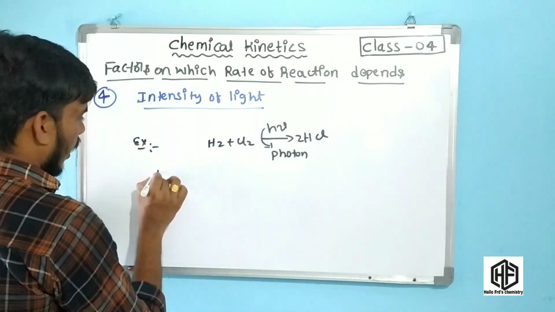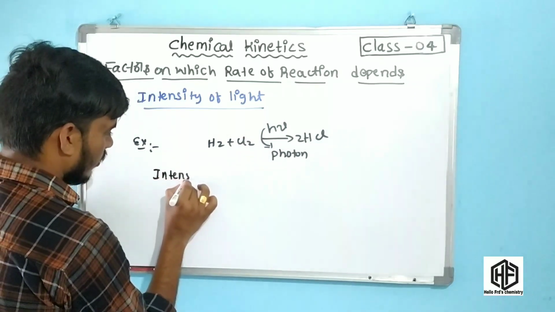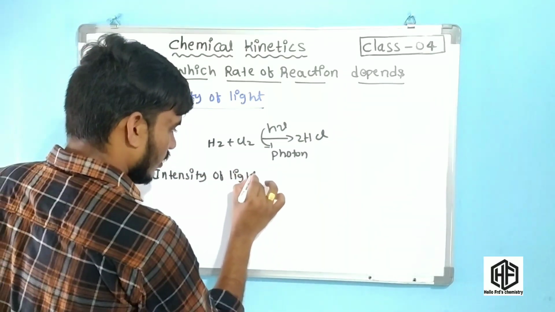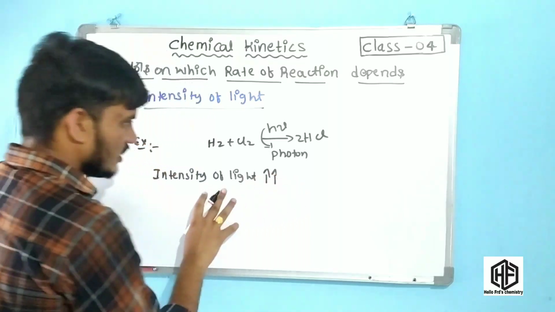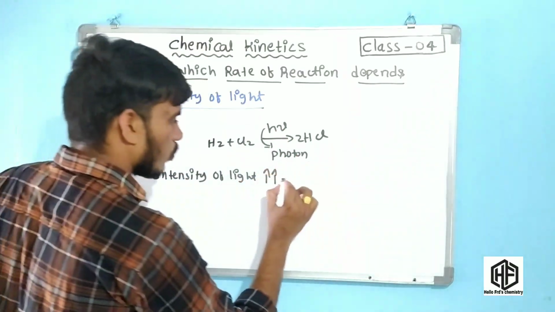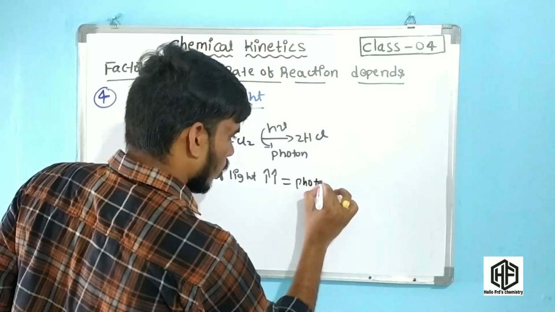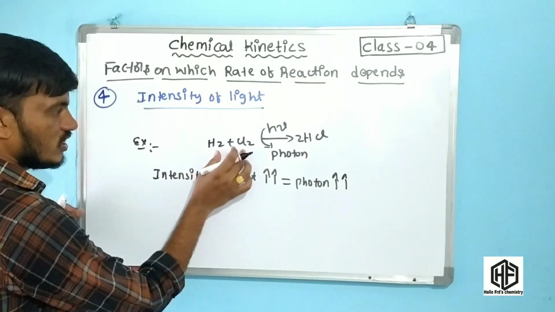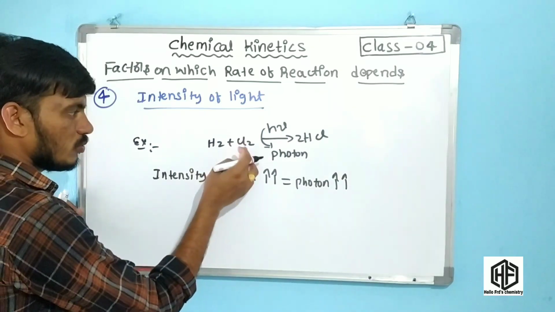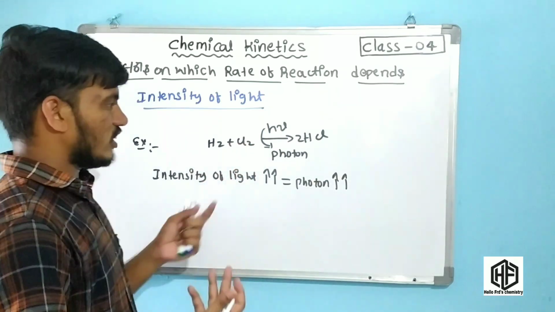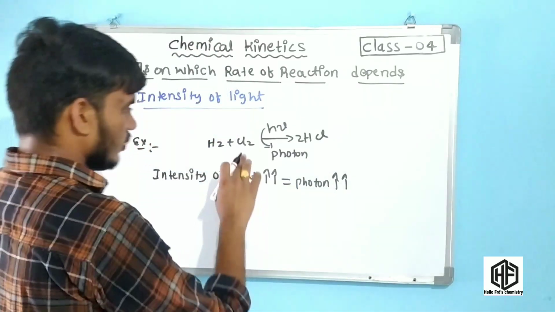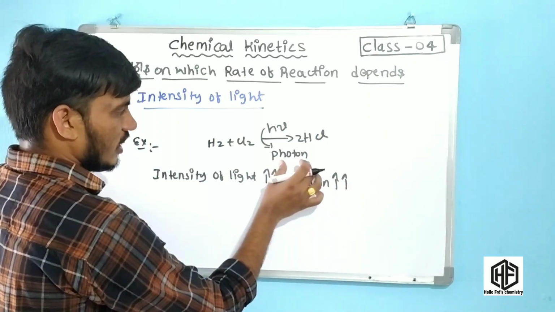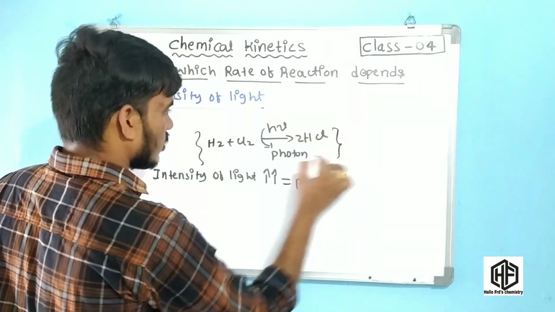Now what happened, friends? As the intensity of light increases, what happens, friends? Photons increase. Whenever the photons increase, what happens, friends? The reactants are activated because of the cleavage of Cl2. This is the homogeneous cleavage of this Cl2. The intensity of light increases, photons increase.